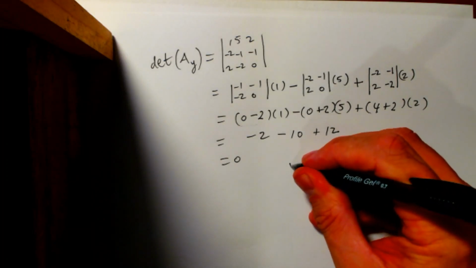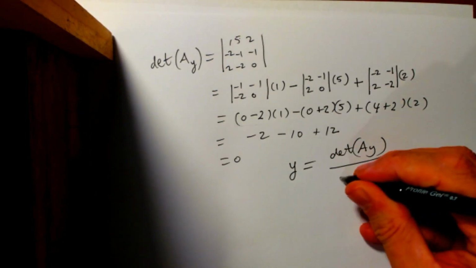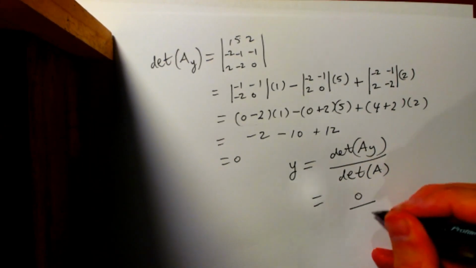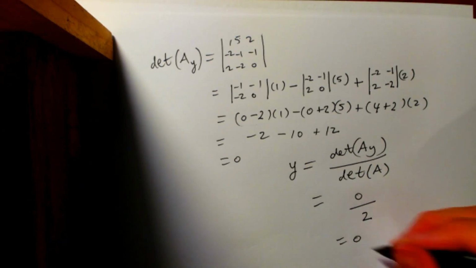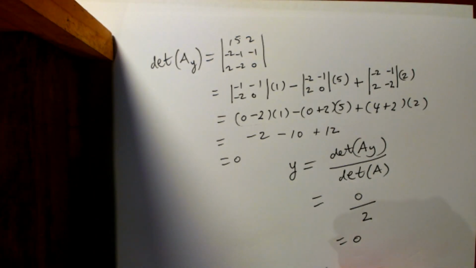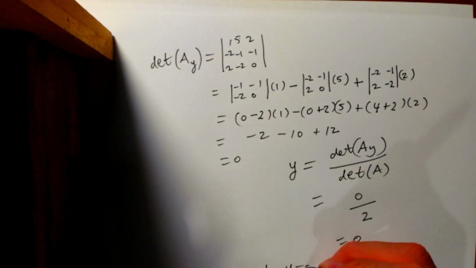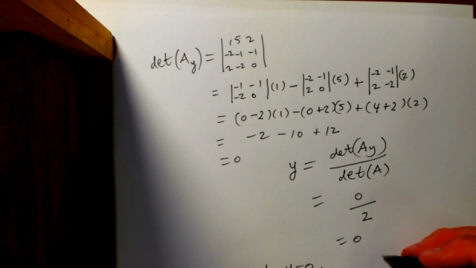So Cramer's rule gives us that y equals det of A y over det of A. And so this is 0 over 2, which is 0. Okay, so far we've got x is equal to minus 1 and y is equal to 0. So if we just go back and look at the system, we can easily back substitute and find out what z has to be.